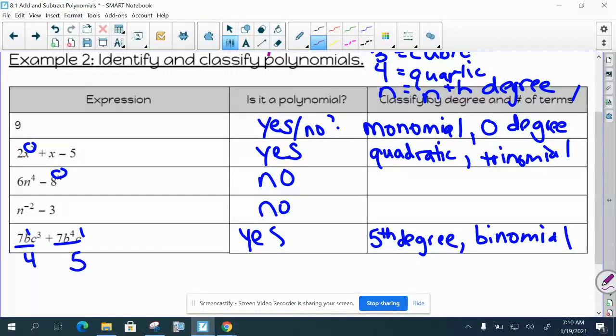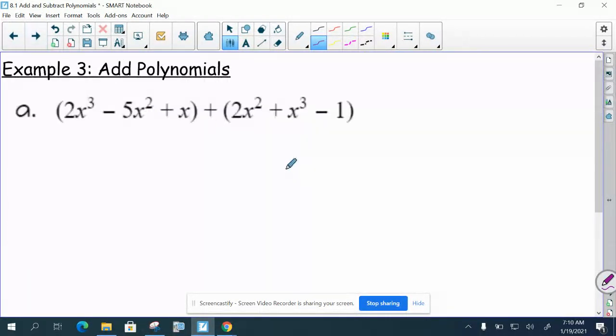All right, so now let's do some adding and subtracting of polynomials. So the adding and subtracting is not that hard. All you need to do is to combine your like terms. So here, if we're adding, then we're going to add the coefficients. And you can only combine terms with the same exponent or the same variables.